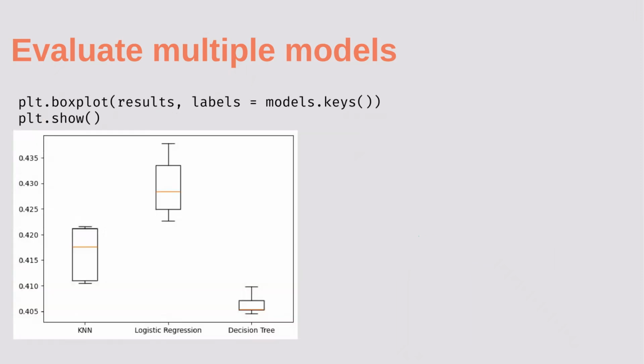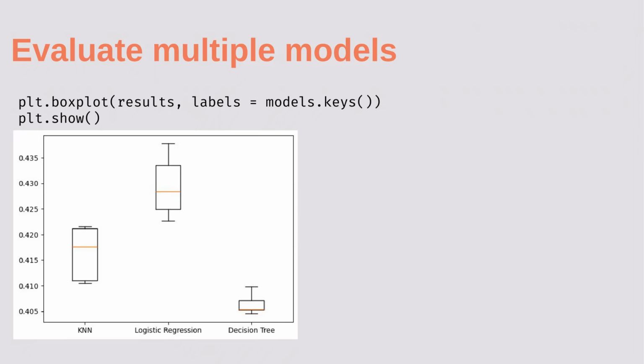Finally, we create a box plot to visualize the performance of each model. We pass the results list and use the .keys method on our models dictionary to label the plot with each model's name. Once we generate the box plot, we get a visual summary of the cross-validation results for each model. Each box in the plot represents a distribution of accuracy scores across different folds of cross-validation. This helps us see not just the average performance, but also the consistency of each model.